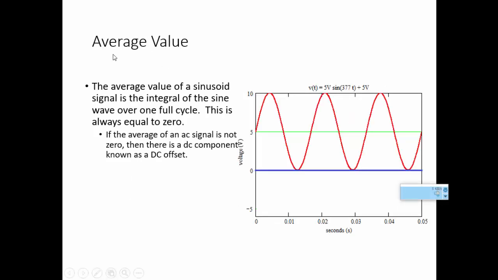Now of course we have things like the average value of a signal. If you look at this signal, the average value is 0, because when you integrate over this period, you find that this shaded area here is equal to that one, so it definitely gives us 0. If the average of an AC signal is not 0, then there is a DC component known as a DC offset.